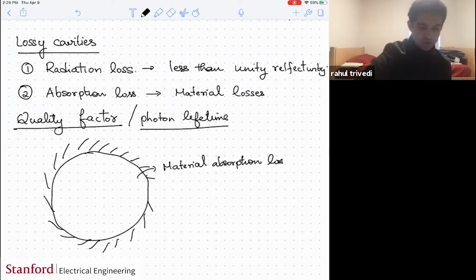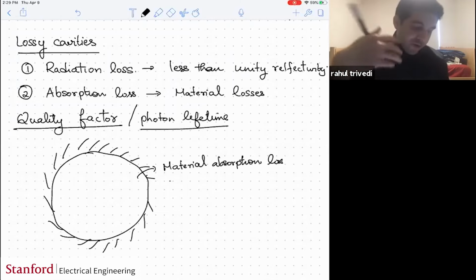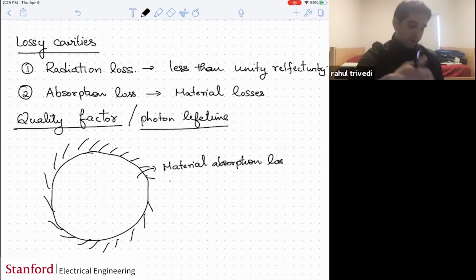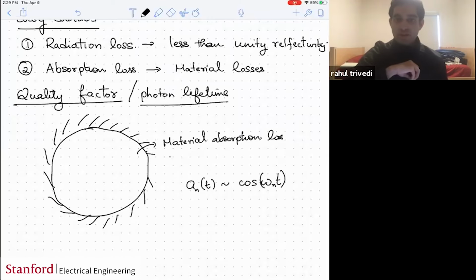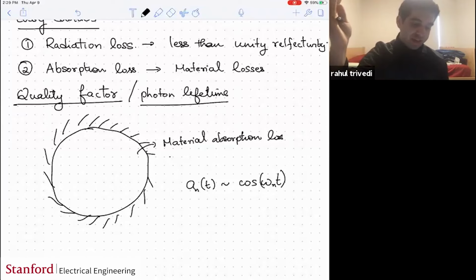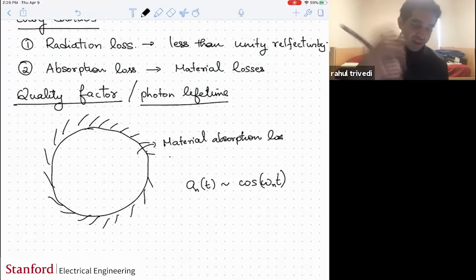Right, or it can also have radiation loss, but for the purposes of this experiment, let's just think about material absorption loss, right? So now, if this cavity did not have any losses, then we know that the coefficients a_n(t) of the cavity mode would just oscillate as cosine of omega_n t, right? So they are just going to be oscillating at the resonant frequency of the cavity, right?